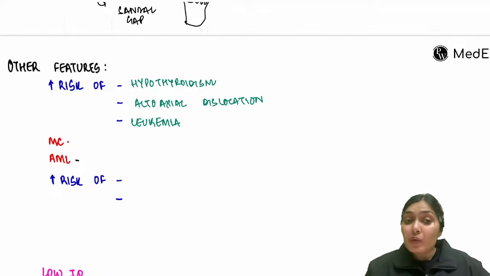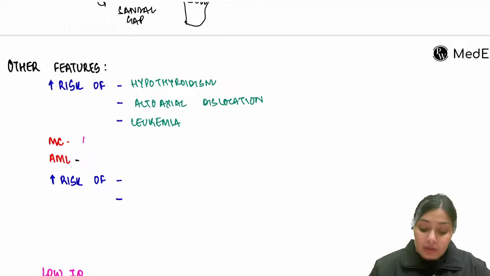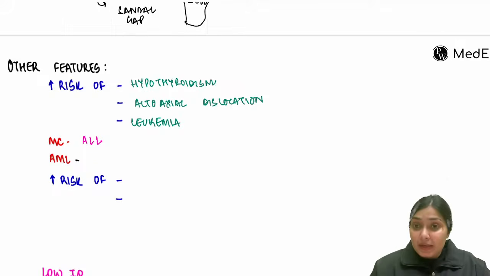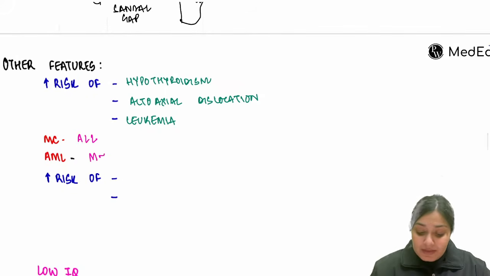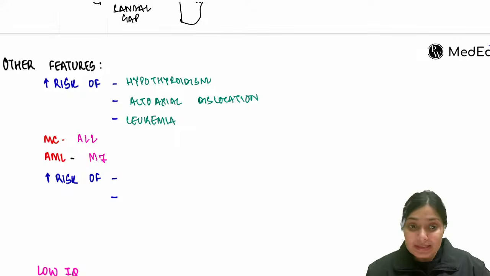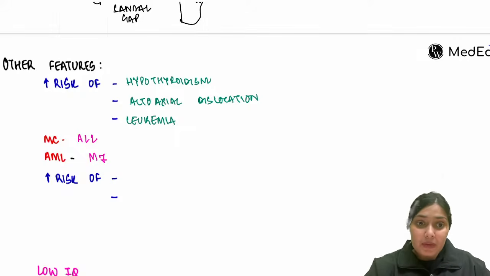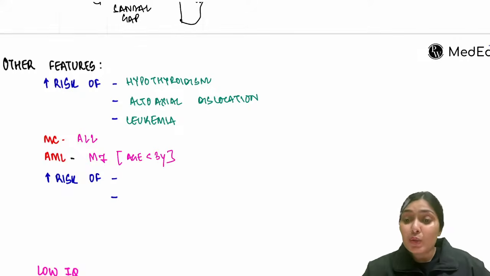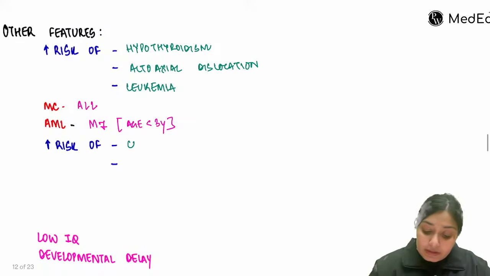And if you look at Down syndrome patients, the most common type of leukemia that they encounter is ALL, that is acute lymphoblastic leukemia. But among AML, the most common is the M7 type, that is the megakaryocytic type, right? And in smaller children, that is age less than 3 years, the most common leukemia that they encounter is AML. Also, they have higher chances of conductive hearing loss.